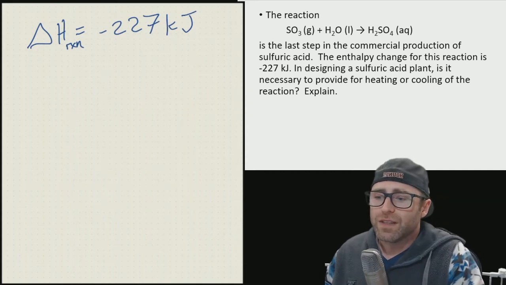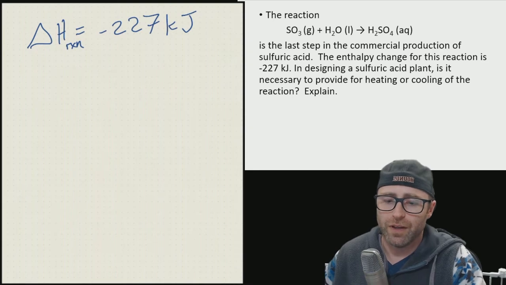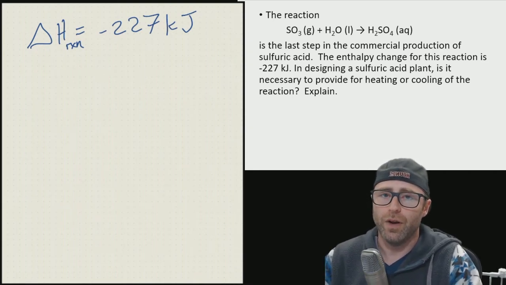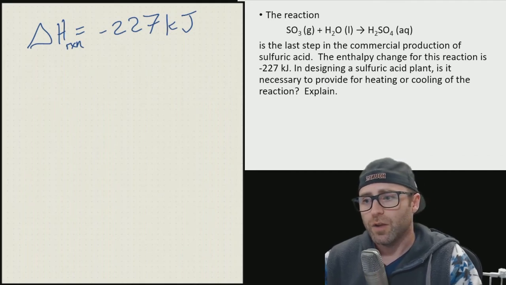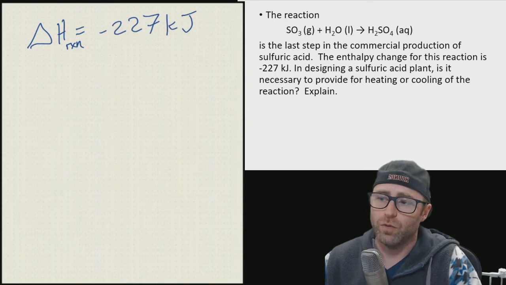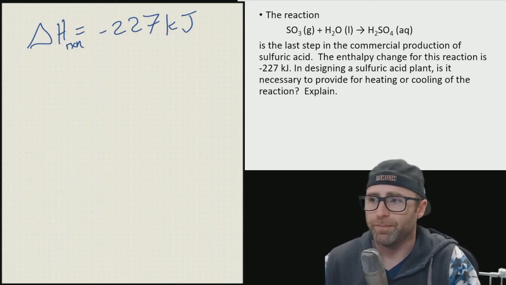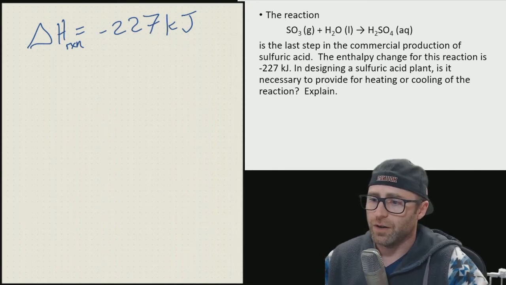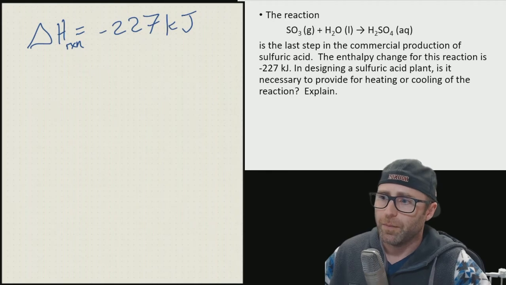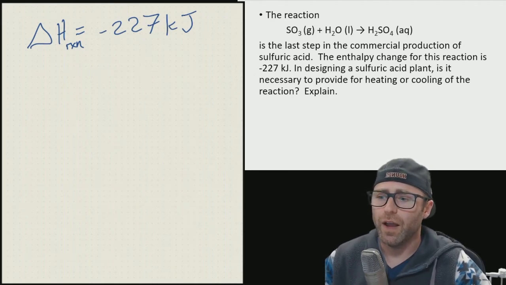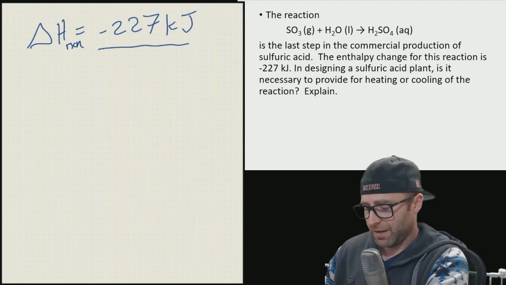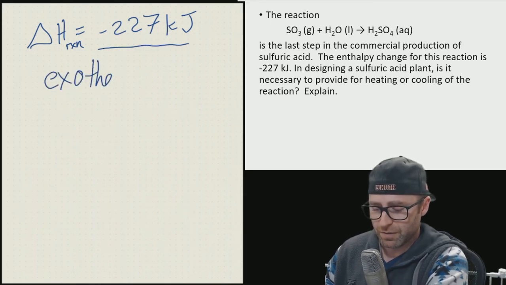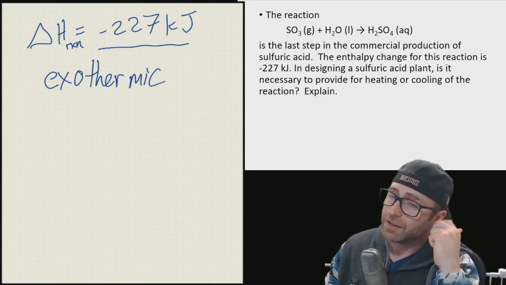So what this is trying to get at is really a better understanding of, do you understand the logistics and, when we're saying these thermodynamic terms, what's actually happening in the real world? So first off, let's start parsing out the situation. We've got sulfuric acid being formed, and we're generating heat, and a lot of it. This negative here is telling us we've got an exothermic process.